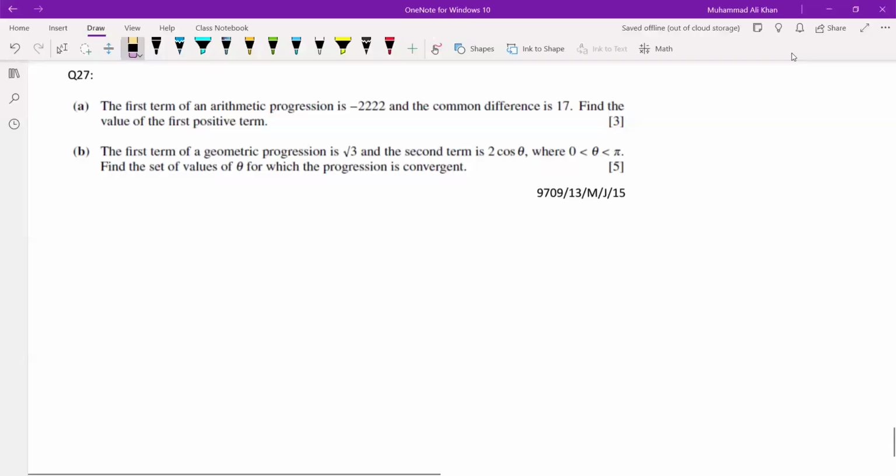Okay, students, here in question number 27, the first term of an arithmetic progression is -2.22, and the common difference is 17. Find the value of the first positive term. We have to calculate the value of the first positive term.